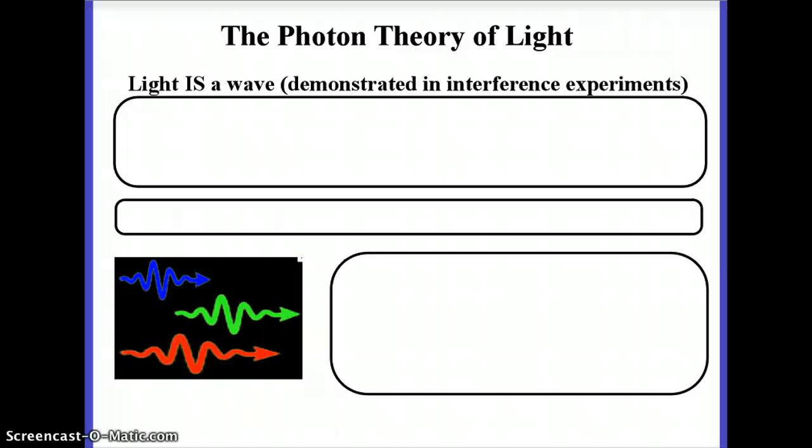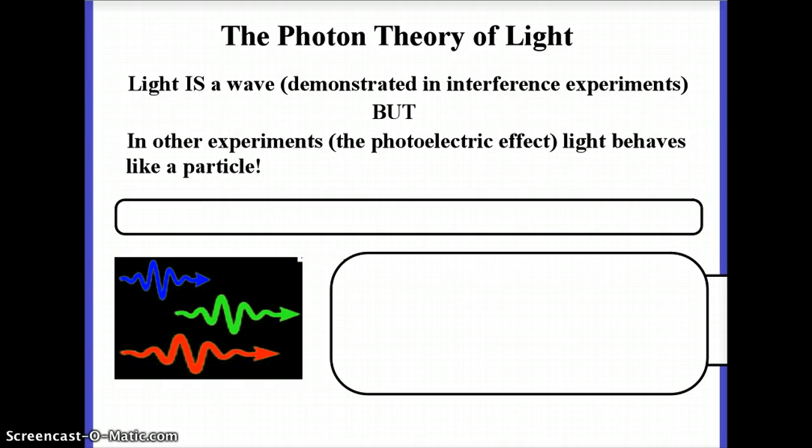Particles don't do that. But it turns out that there are other experiments that you can do that are equally convincing that light is a particle. And this is a really confusing concept. There's another experiment, it's called the photoelectric effect. If you're interested, we can talk about that in class. But in the photoelectric effect, light acts like a particle, not like a wave. And this evidence is every bit as strong as the interference evidence is for light being a wave. This is equally convincing. So how do we reconcile this?